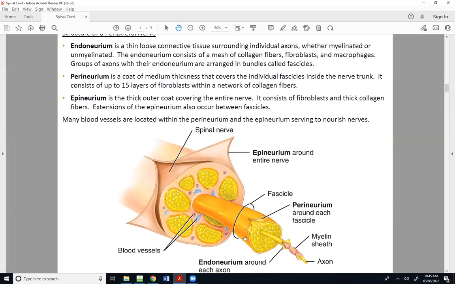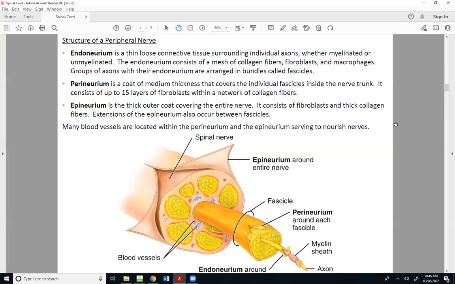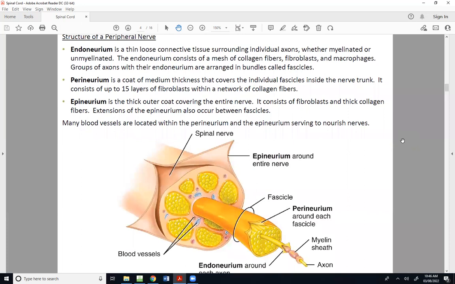And surrounding each fascicle is a coat of medium thickness known as the perineurium. That's this orange shaded membrane we can see around each of these little circular structures. Each of those circular structures is a fascicle, and we've pulled one out like so. Structurally, a perineurium consists of 15 layers of fibroblasts within a network of collagen fibers. So the fibroblasts are the cells, and collagen fibers, as we know, are protein giving good tensile strength.